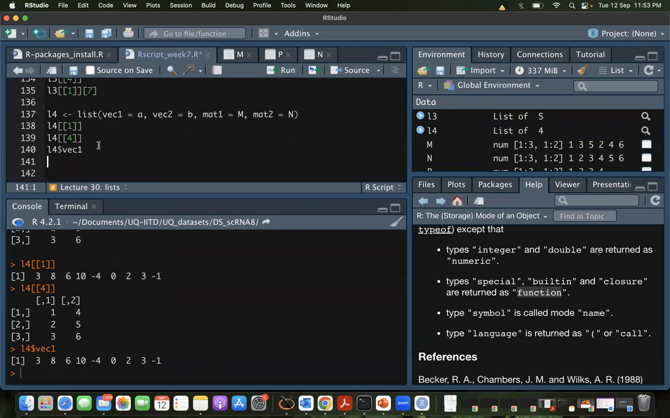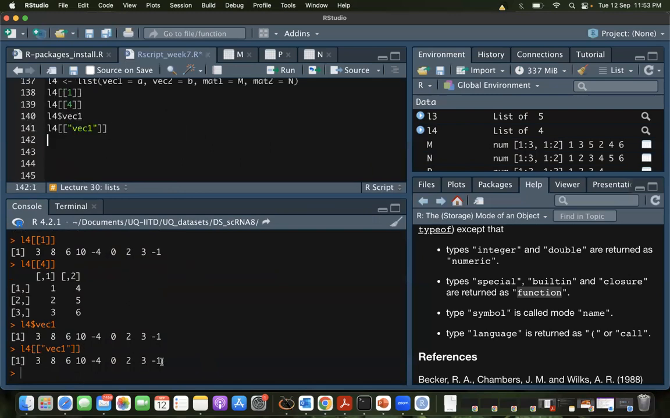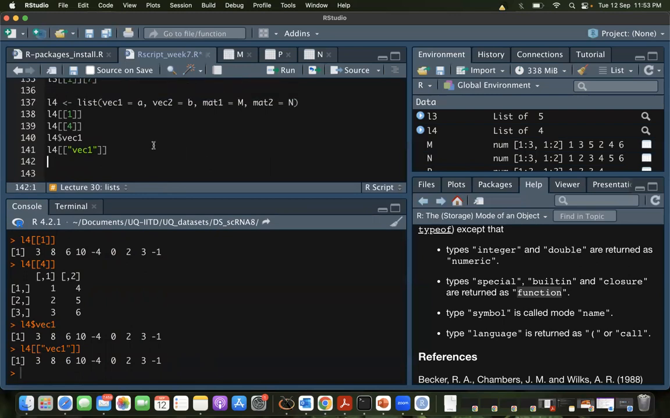And there is one more way to extract the same information. In double square brackets, I write the name vec1. That's also going to give me the same answer. So again, a list is a complicated format of a vector wherein each element does not have to be simple. It doesn't have to be a simple number or a simple character. It can be a vector in itself. It can be a matrix, or it can be a simple number.